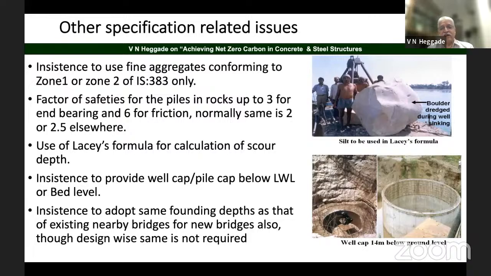There are other specifications which are unsustainable or not carbon friendly, like the factor of safety for the pile capacities and the use of Lacey's formula for the calculation of scour depth, insisting that the caps, pile caps, as well as the well caps, have to be around 10 meters or 12 meters below the ground level. These are the sort of things.